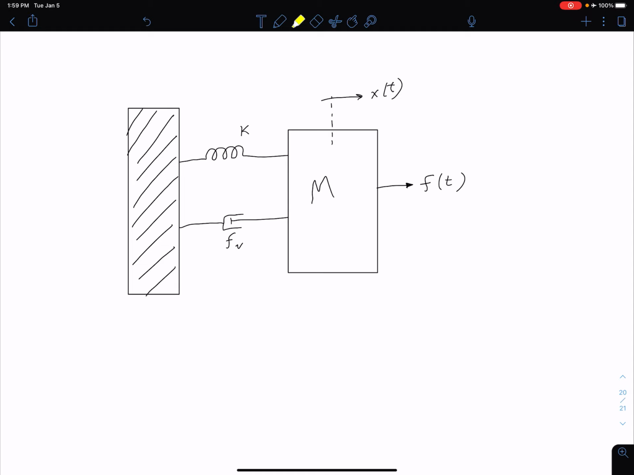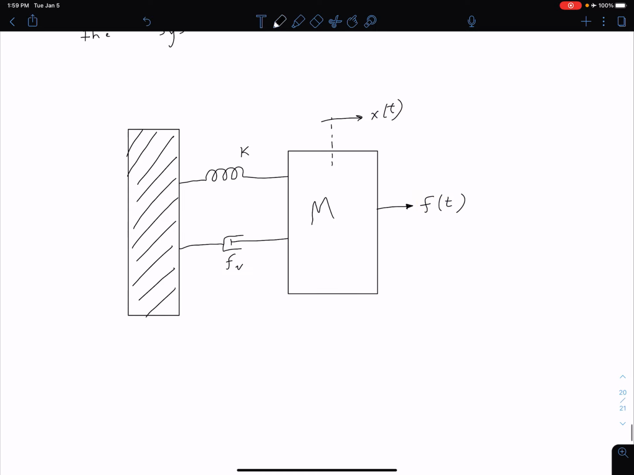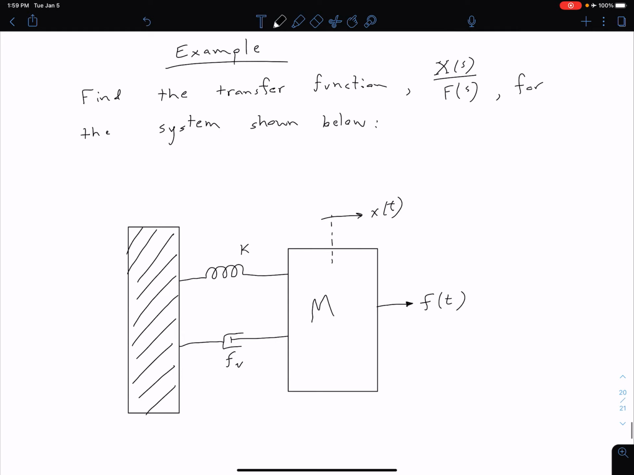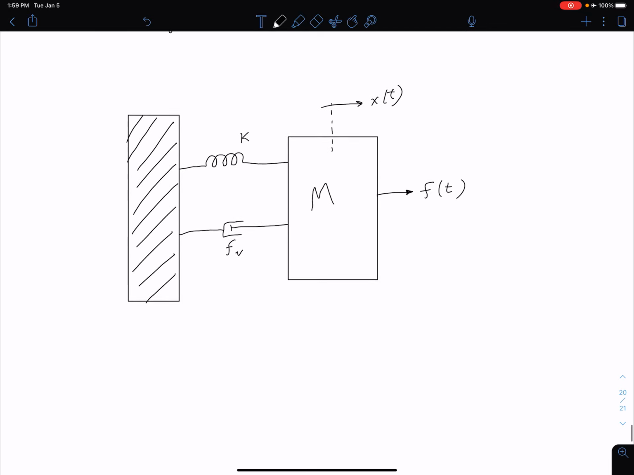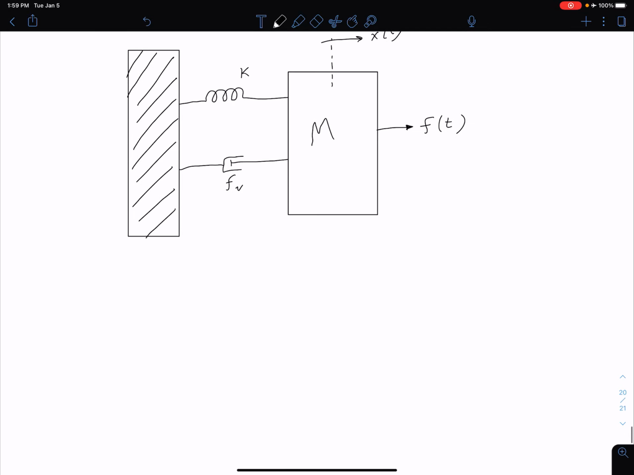We then have a force, which is pulling the mass to the right, and our displacement is defined as positive to the right. What we want to do here is find this transfer function, where we can see our displacement, x, is our output, and our force, f, is our input. So our first step, remember, is going to be to apply our physical laws. A good place to start with this is to draw a free body diagram.